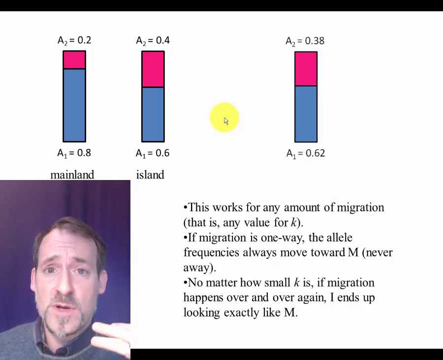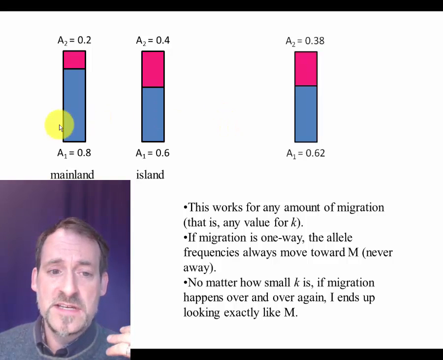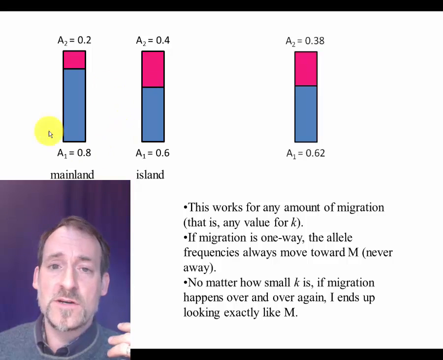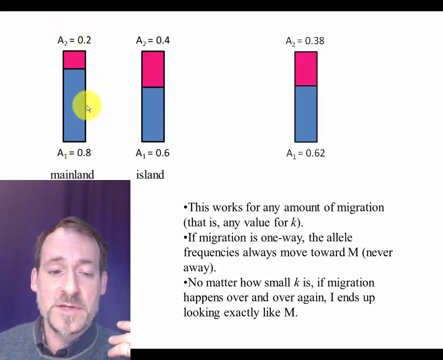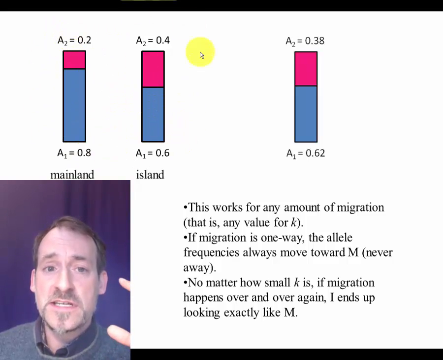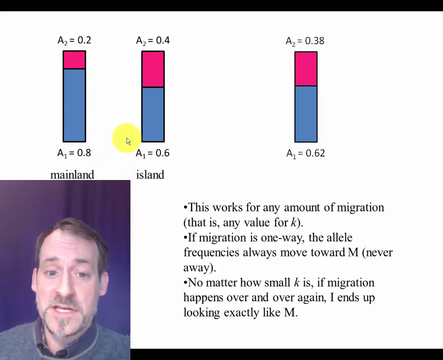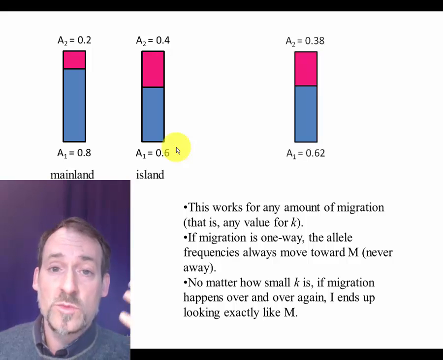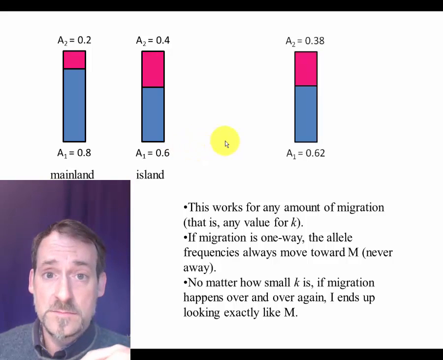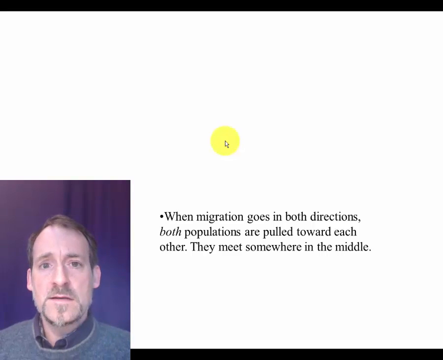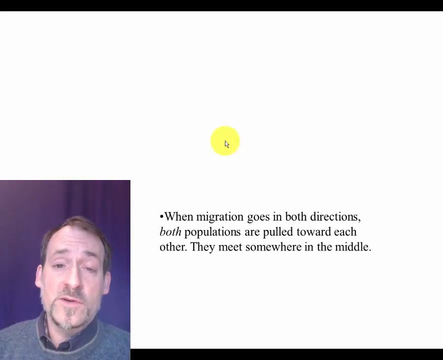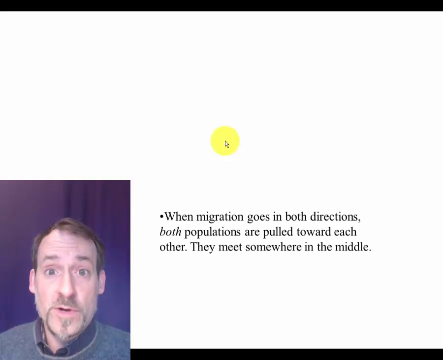No matter how small migration is, if migration keeps coming over and keeps coming over from this mainland, eventually the population on the island is going to look just like the mainland population. The frequency of A1 will go to 0.8. Okay, it is different when migration is going both directions.